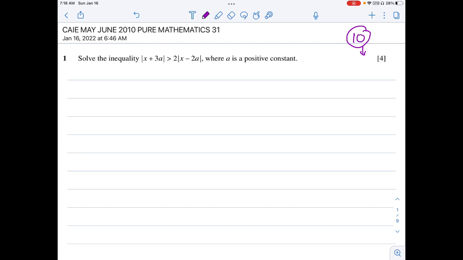First question is an inequality. So what am I supposed to do? I'm going to square on both sides, so x plus 3a whole square. Whenever we have an inequality, the best method is squaring on both sides. When you square on both sides, it becomes a quadratic equation.